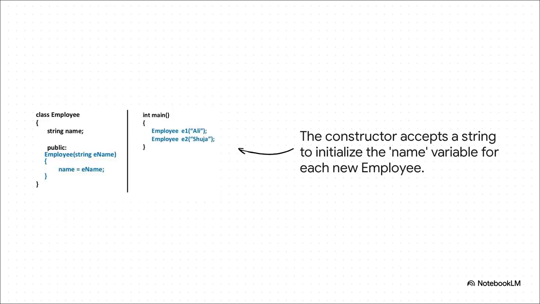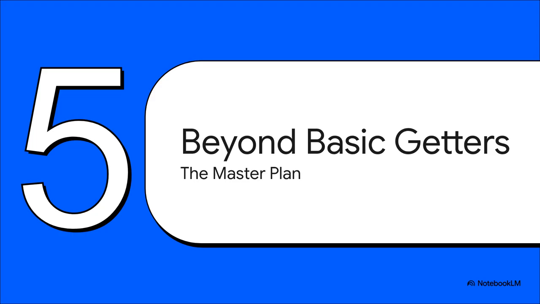And this is what that actually looks like in code. Over on the left, the employee class has a constructor that takes a name. Then on the right, in our main program, we create 2 new employees, Ali and Shuja, and we pass their names directly into the creation process. So these objects are born already knowing their names. It's pretty efficient.